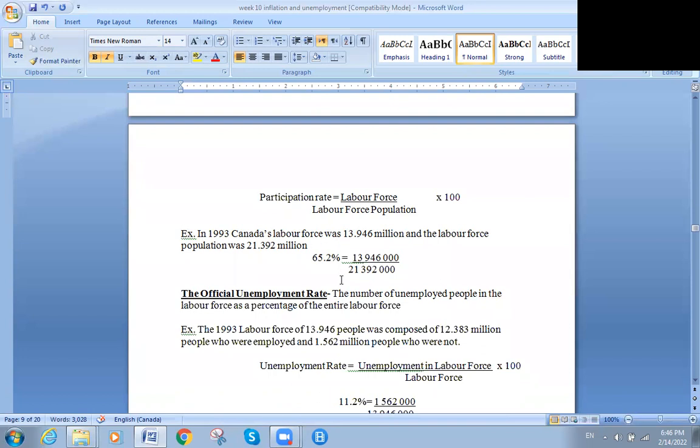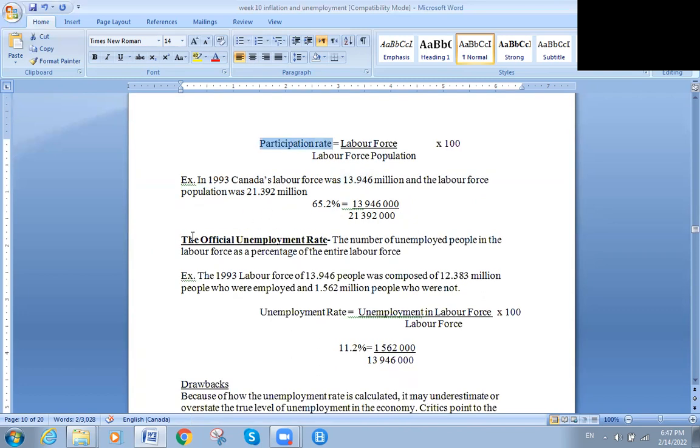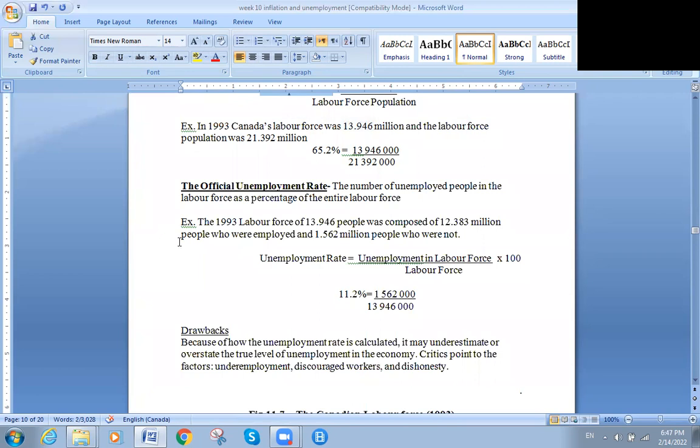So as an example, if the labor force was 13.946 million and the whole labor force population were 21.392 million, you will divide them, and this will give you the participation rate.